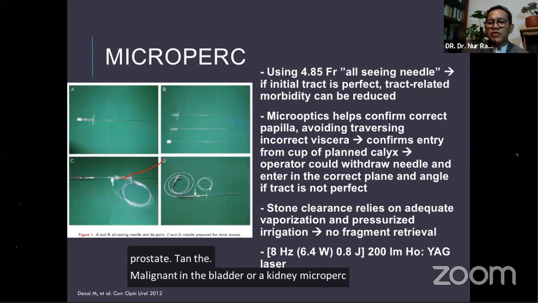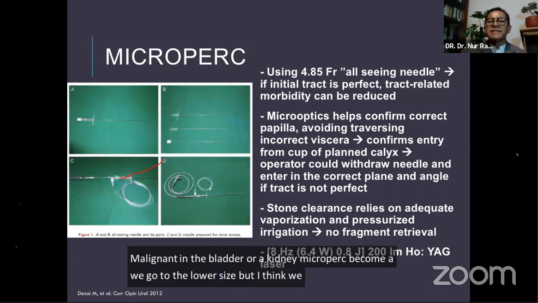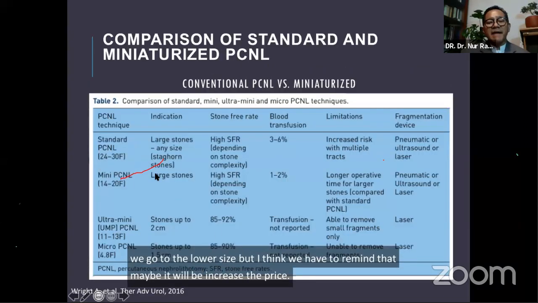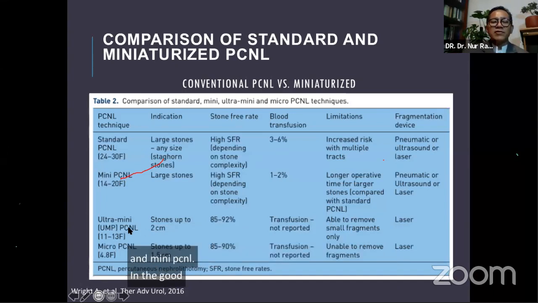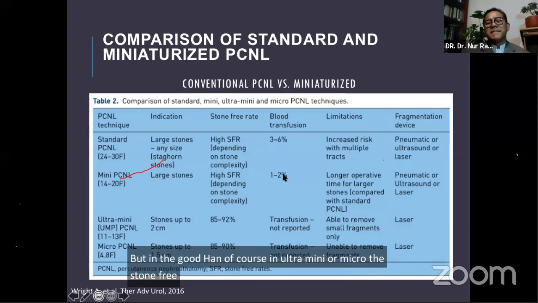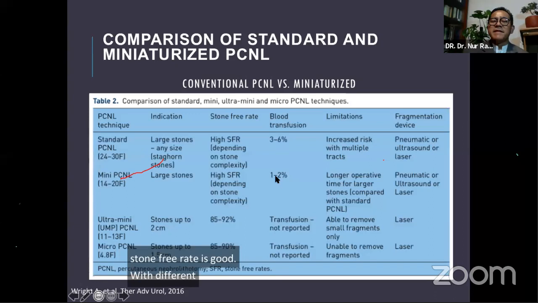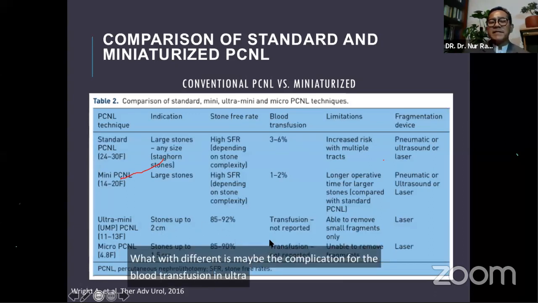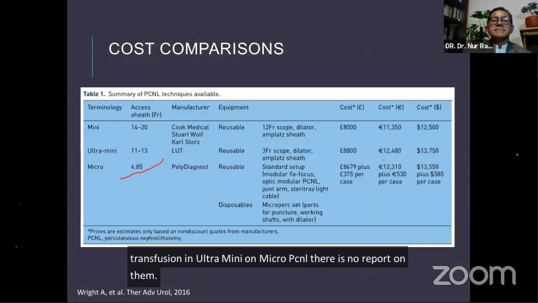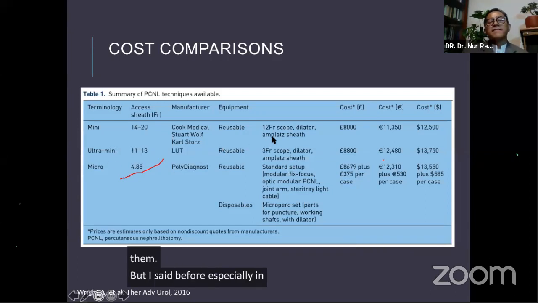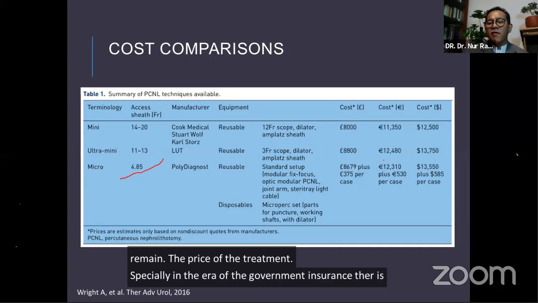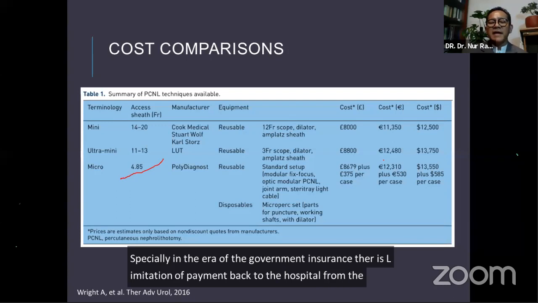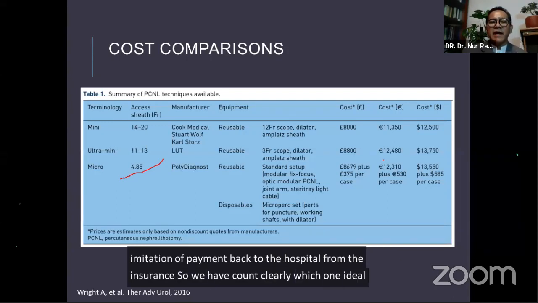Micro PCNL, we go to the lower size, but I think we have to remind that maybe it will increase the price. If we compare the standard, mini, or ultra mini, the stone free rate of course is higher in the standard and mini PCNL. But in good hands, of course in ultra mini or in micro, the stone free rate is good. But what would be different is maybe the complication of blood transfusion in ultra mini. On micro PCNL, there is no report on that. But as I said before, especially in our country, we have to remind the price of the treatment, especially in the era of government insurance. There is a limitation of payment back to the hospital from the insurance. So we have to count clearly which one is ideal for our patient and our hospital.